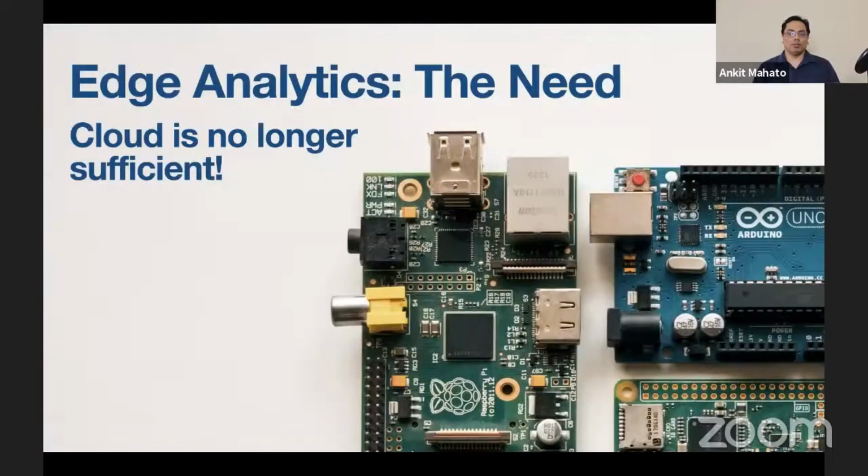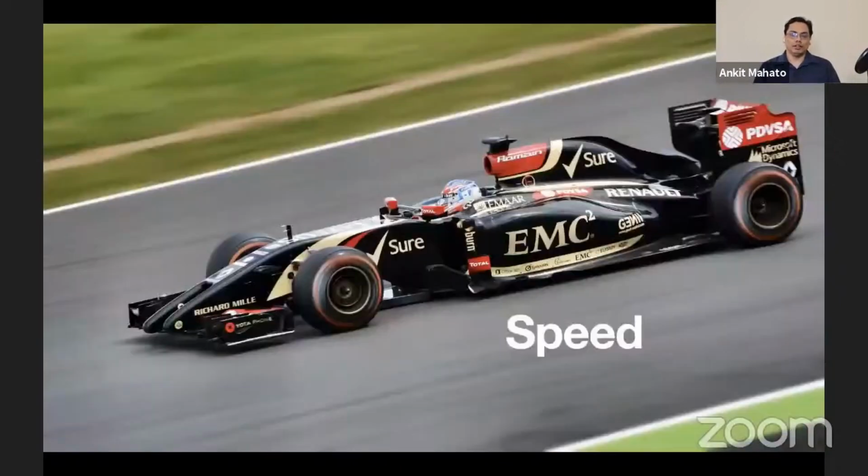So now let's talk about the need for edge analytics. Why is the cloud no longer sufficient? The first and foremost thing is speed. When you perform analytics at the edge, you gain speed because there is no latency. You are not transferring any data to the cloud, waiting for it to be processed and then getting back the results. You are processing data at the source itself and deriving valuable insights, which is why we perform analytics. So that's why you gain a lot of speed, and that's why you move towards the edge.